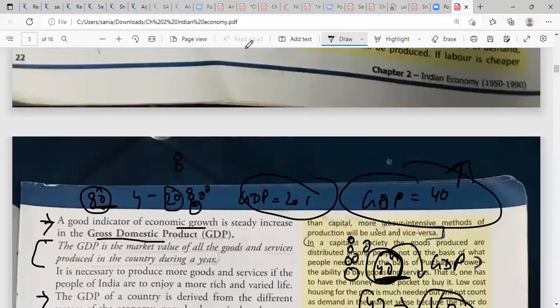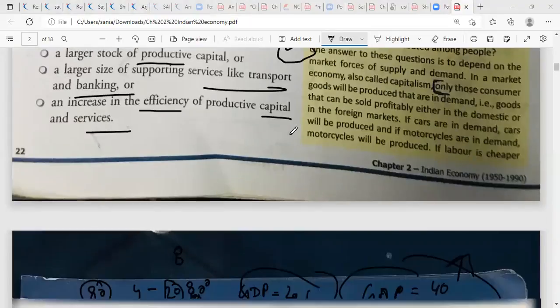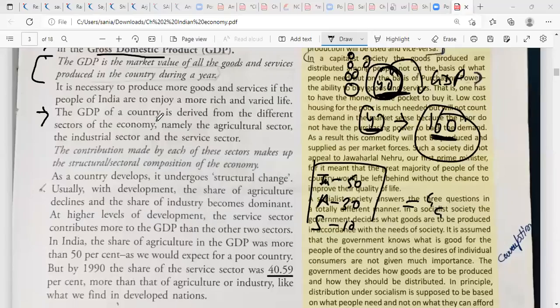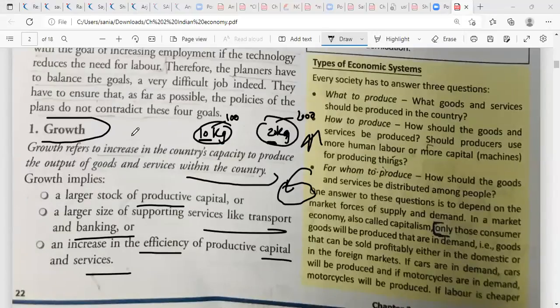Ma'am, can you explain that again? Yeah, that second point. Okay, I'll just explain everything. Growth is basically, for example, earlier you were producing... just give me 1 minute. Growth refers to increase in a country's capacity to produce output of goods and services within the country. For example, earlier you were producing 10 kg, now you are producing 20 kg. Okay, so this is your growth.